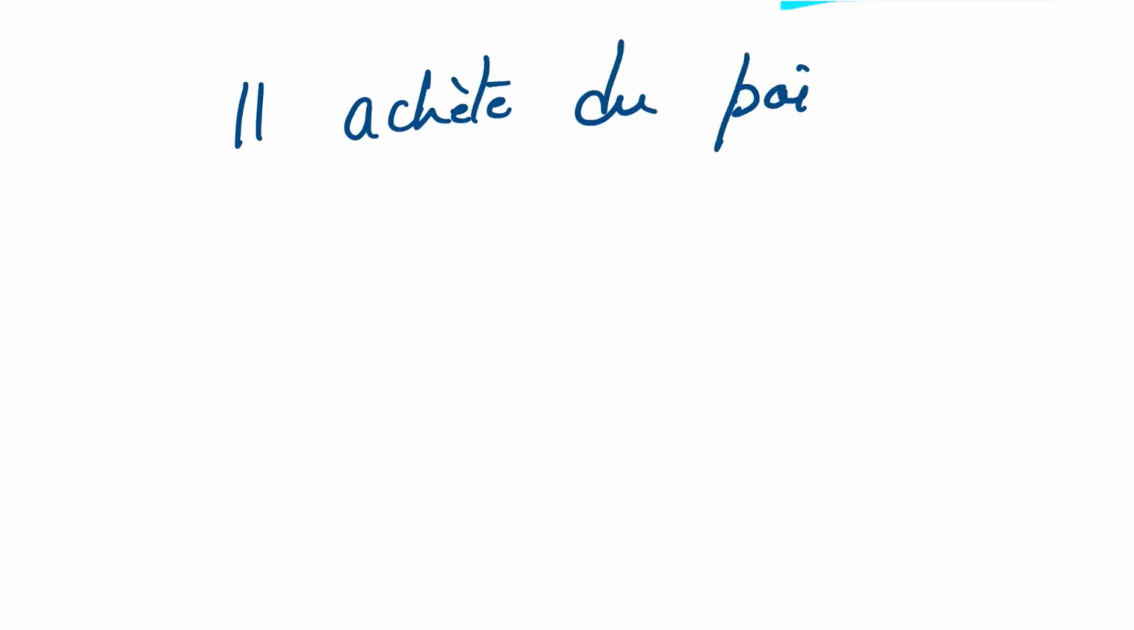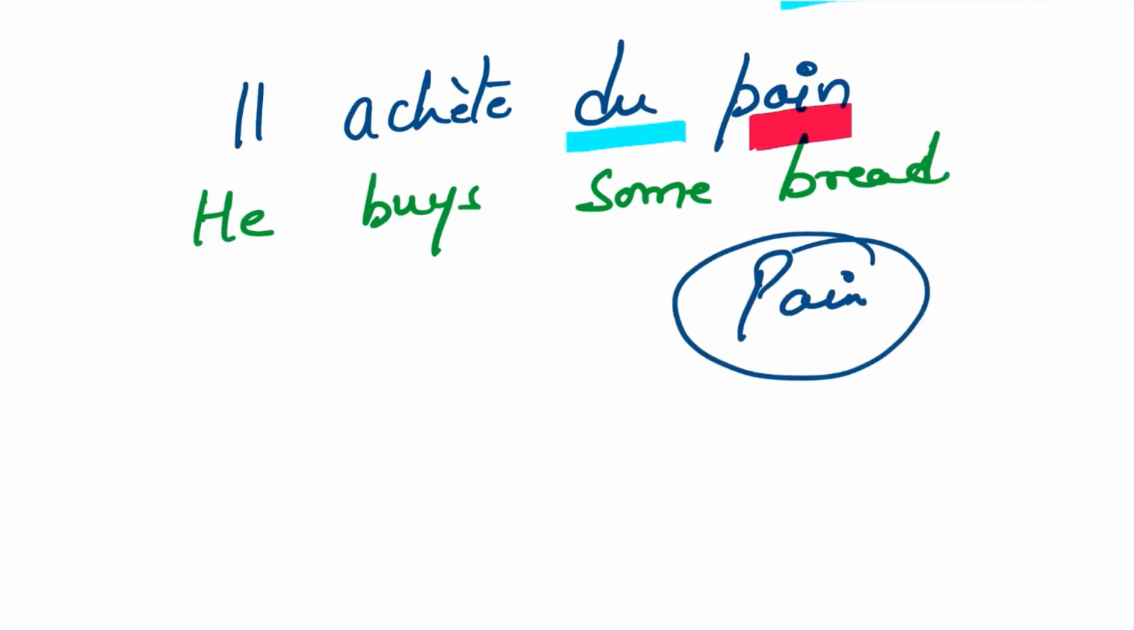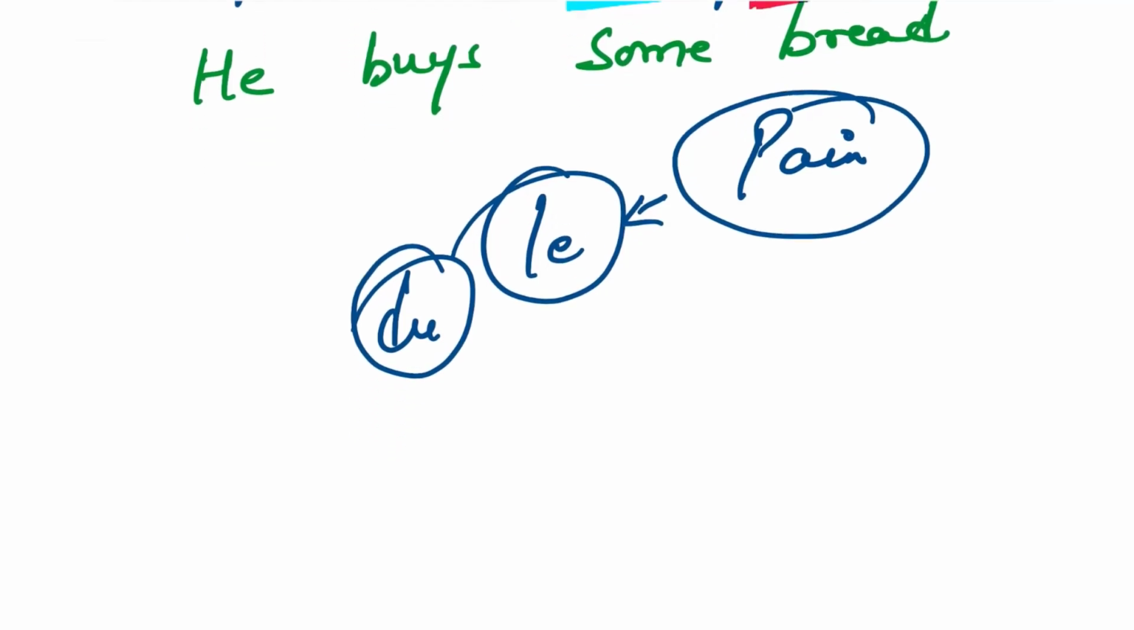The first example, il achète du pain. Okay? The meaning of the sentence is what? He buys some bread. Now, the quantity of the bread is not mentioned. So, we have used what? Du. Why? Because pain, bread, is what? Masculine. So, we have to use du over there. Okay? Let's take the next example now.